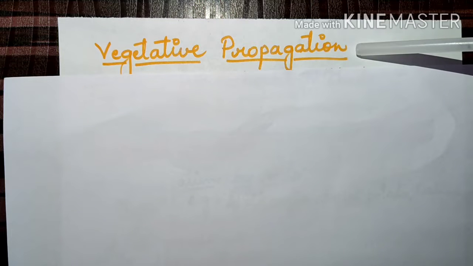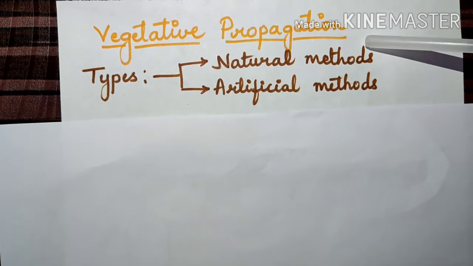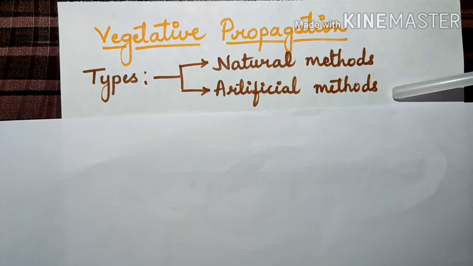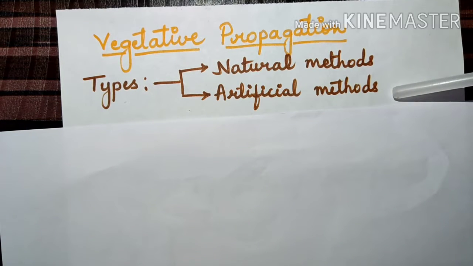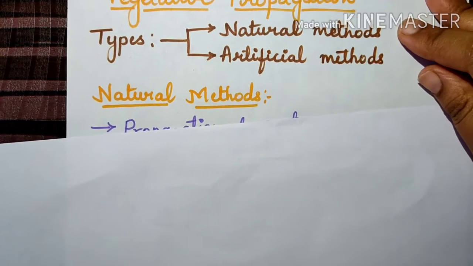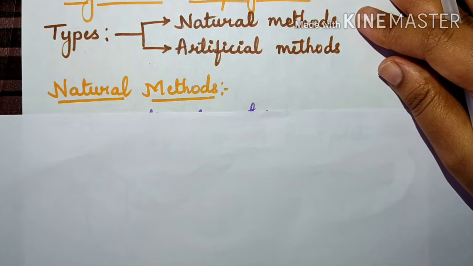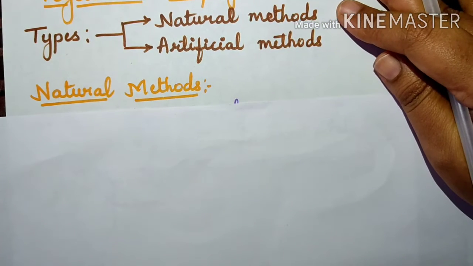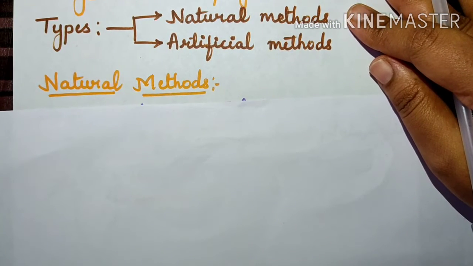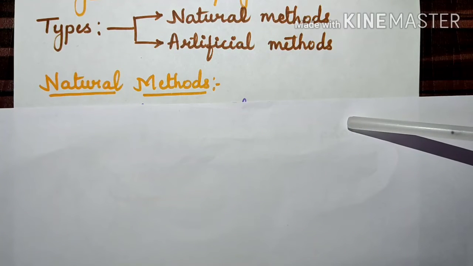And this vegetative propagation involves two types. Those are natural methods of vegetative propagation and artificial methods of vegetative propagation. Let us study one by one now. Let us see the natural method of vegetative propagation. In this natural method, different parts of the plant are involved in the propagation of the plants. Those parts include roots, stem and leaves.